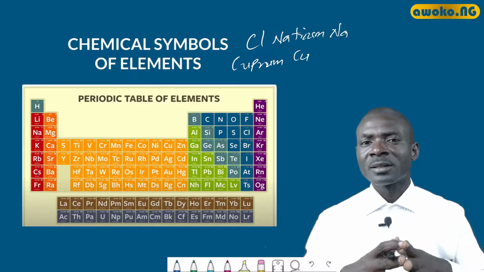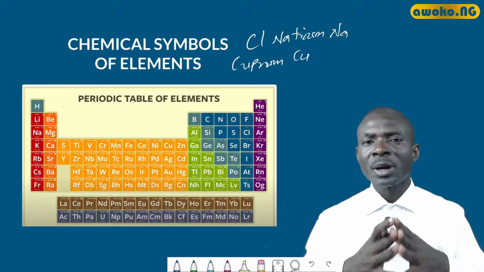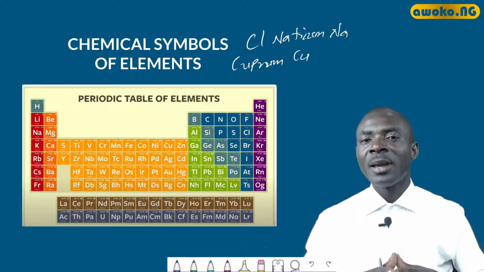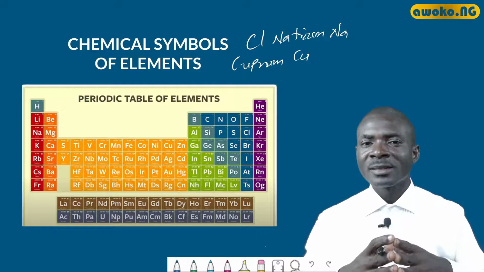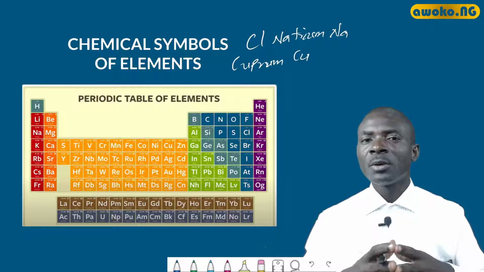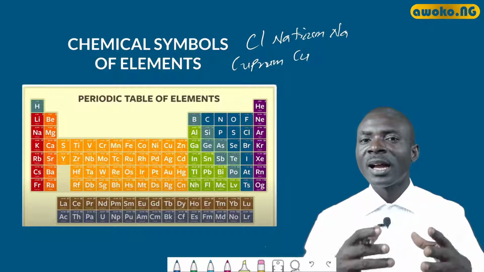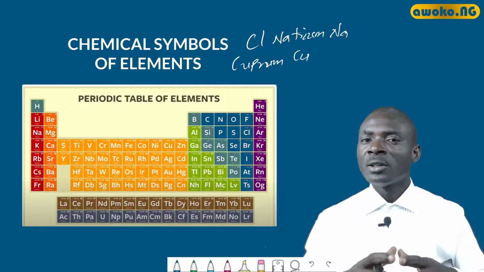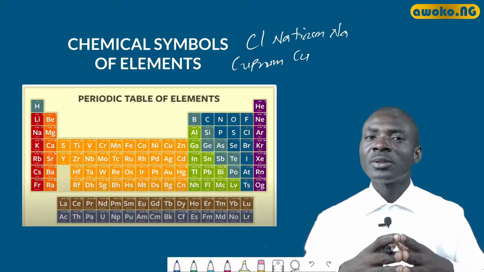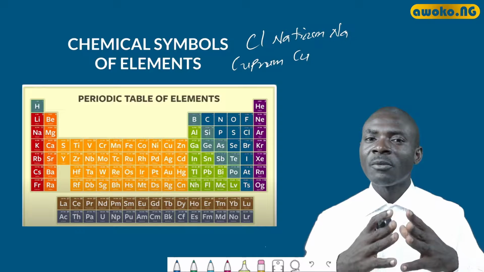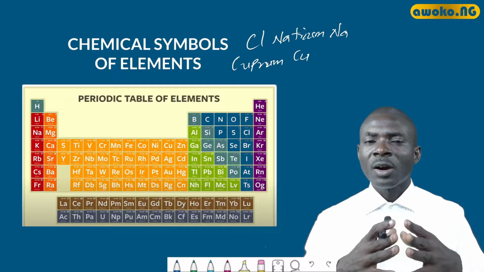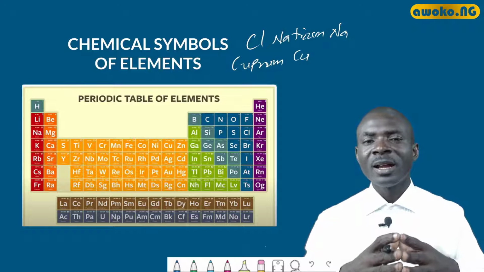The symbols of elements are what we use to represent the atoms of the element in terms of chemical reactions. Of course, we don't write the name of the element while writing chemical equations. What we use to represent elements in chemical equations or chemical reactions are simply the symbols of the element. So it is very important that as a student of chemistry, you understand how to write the symbols of all elements. Take note, all elements have different symbols.